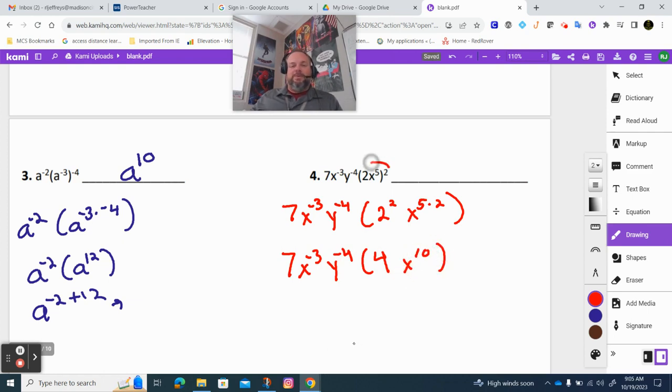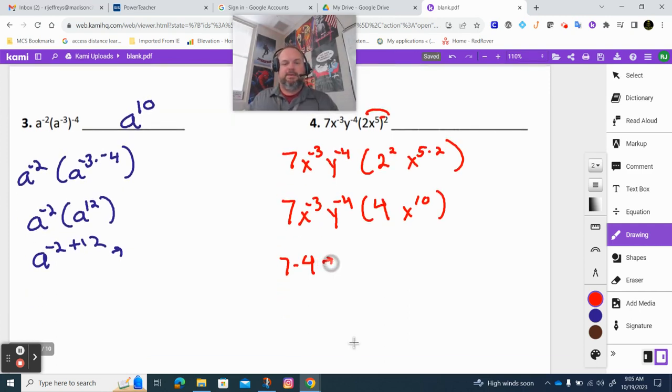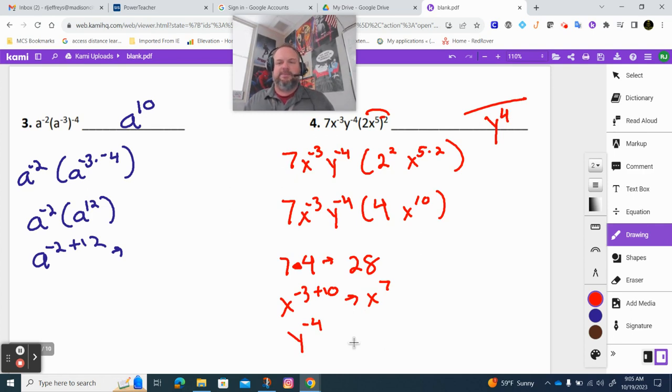All right. So remember, we distribute, this is the distributive property on steroids. Then multiply it out. So let's see. 7 times 4. X to the negative 3 plus 10, 7th. Y to the negative 4. So the y to the negative 4, we'll put it in the bottom, makes it positive.